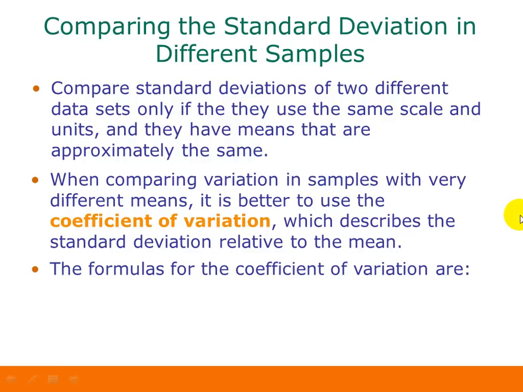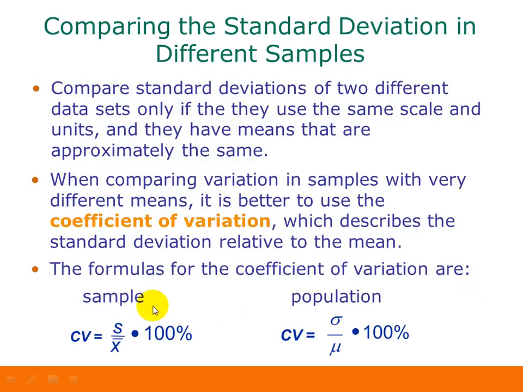The formulas for the coefficient of variation are, for a sample, the coefficient of variation is the sample standard deviation divided by the sample mean times 100%. For a population, it's the population standard deviation divided by the population mean times 100%.